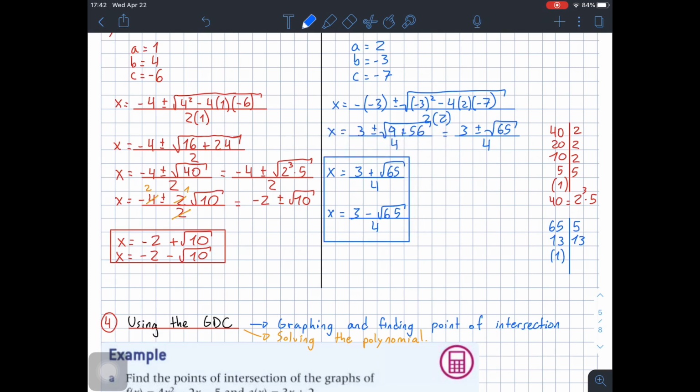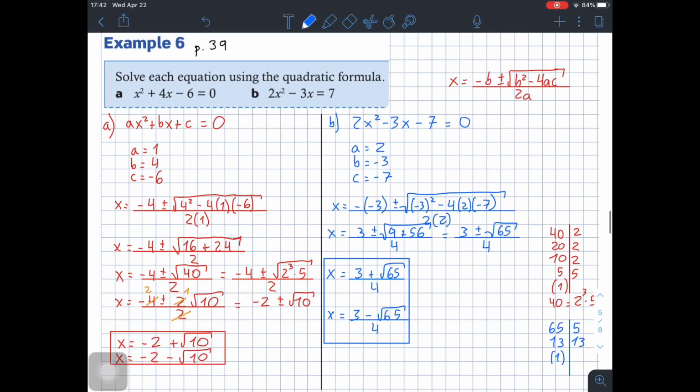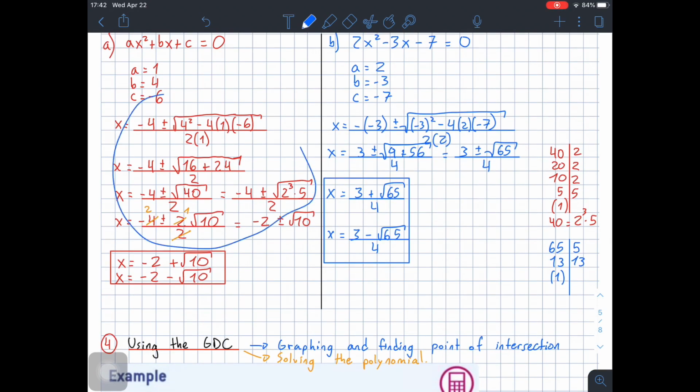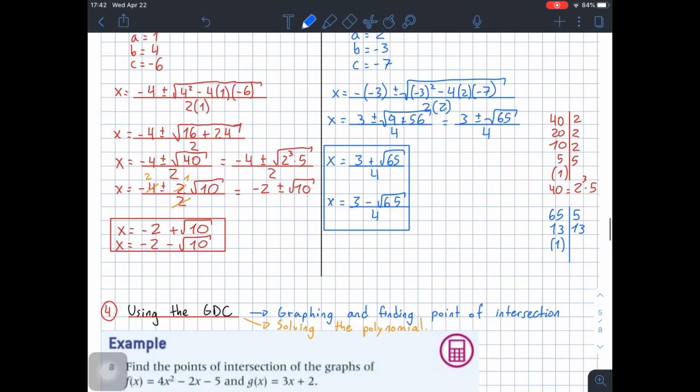Okay, so that's how you use the quadratic formula. It's pretty simple, but you see that we get some tough calculations that we need to do, and that's why it's not usually recommended to solve this way, because it's easy to make a mistake, and it's also a little bit long to make all of these calculations.